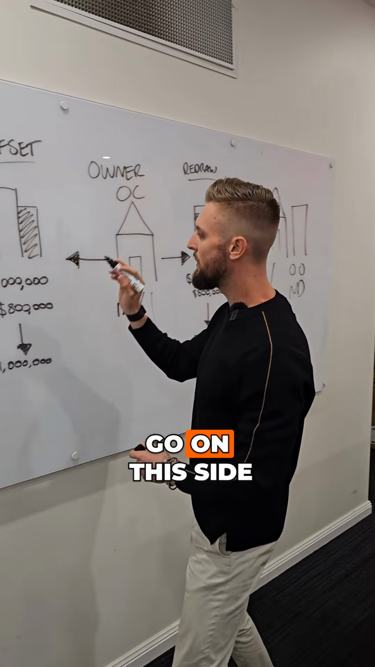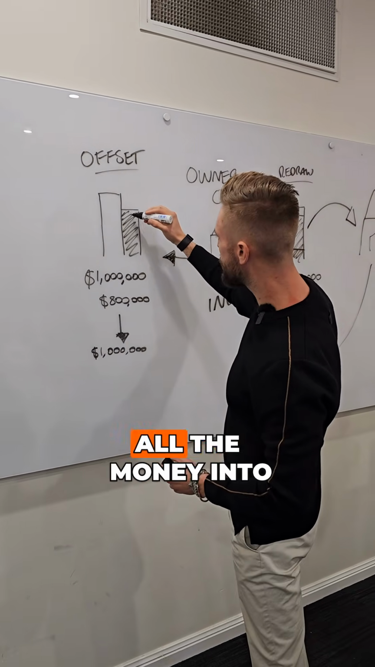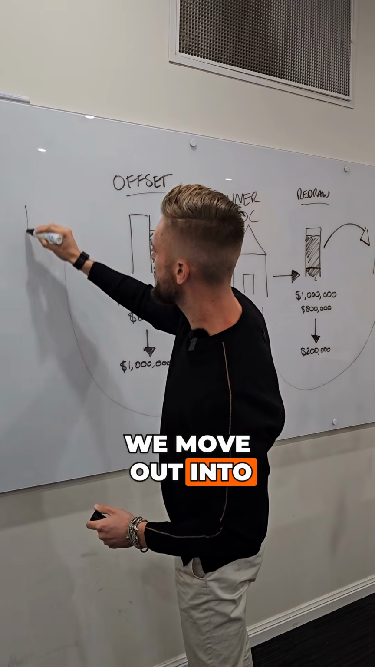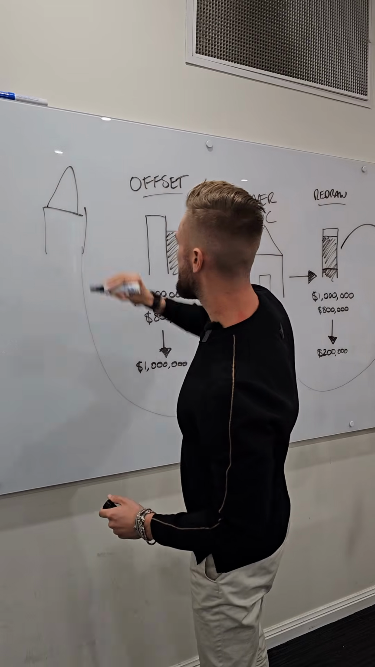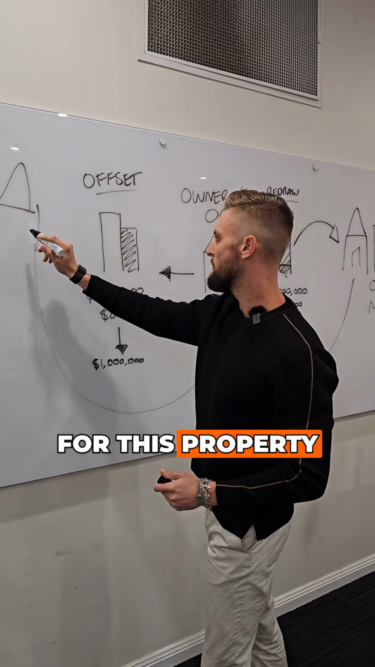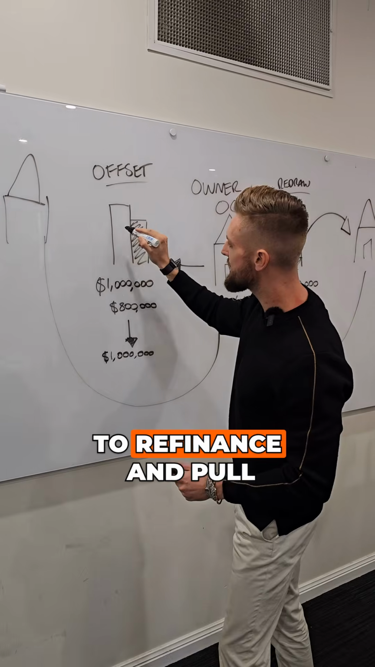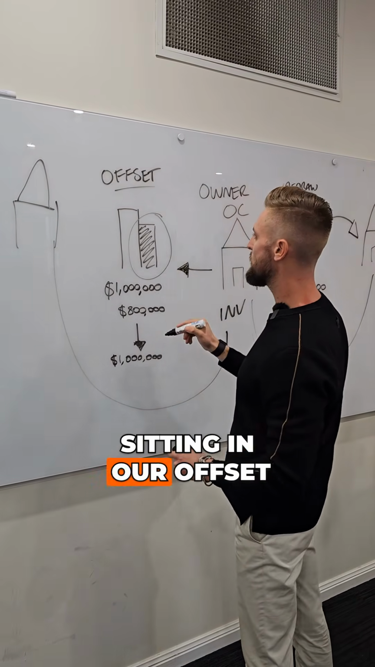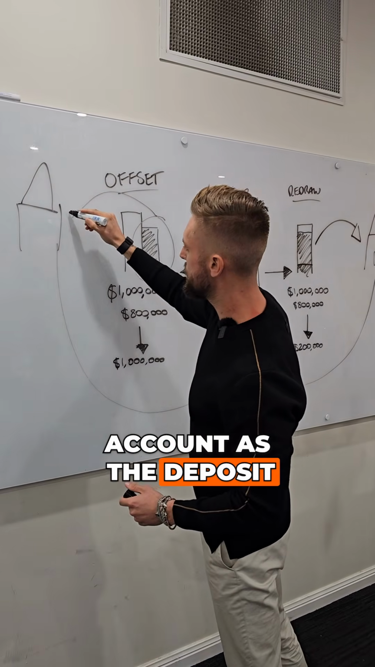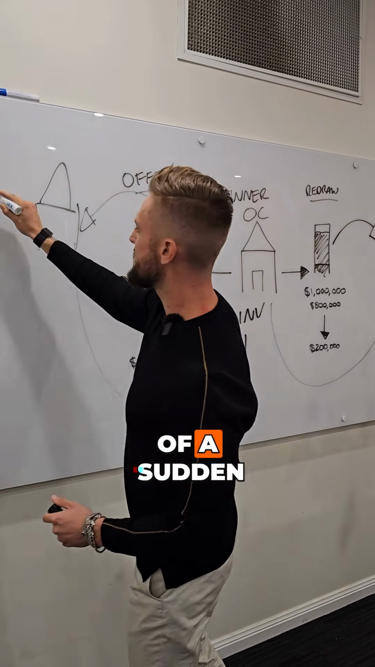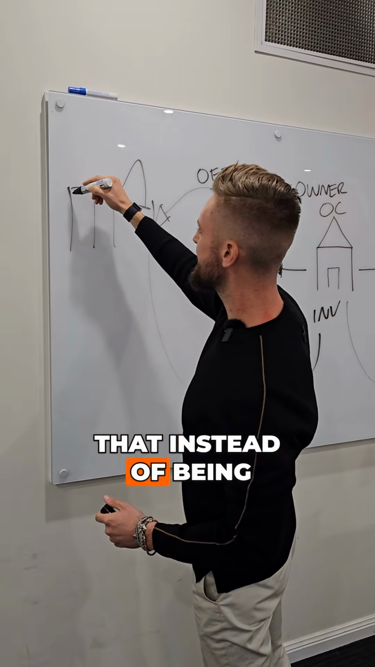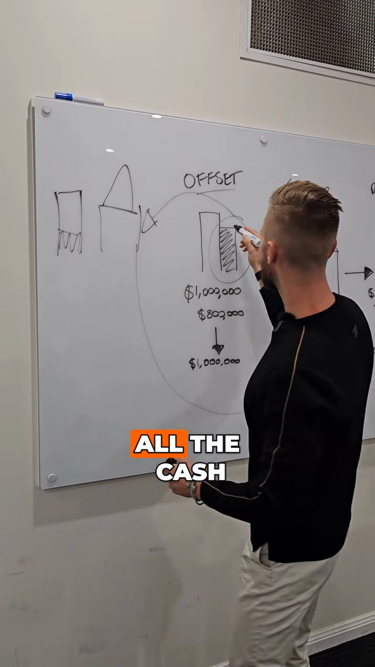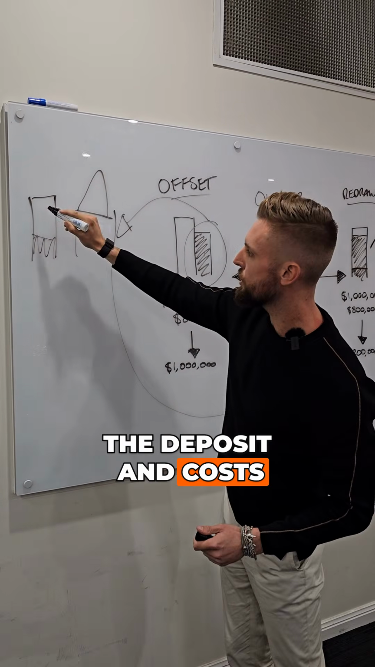So if we go on this side and we put all the money into the offset account, we do the same thing. We move out into a new house on the prairie and we need the deposit and cost for this property. Instead of having to refinance and pull equity to fund the deposit, we just use all of this cash sitting in our offset account as the deposit on this property. And then all of a sudden we have this mortgage that instead of being 100%, it might only be 40% because we've used all the cash in here as the deposit and costs on here.